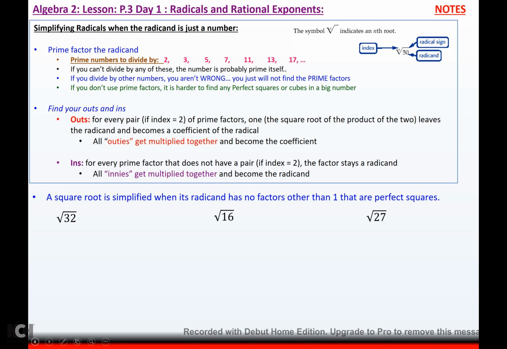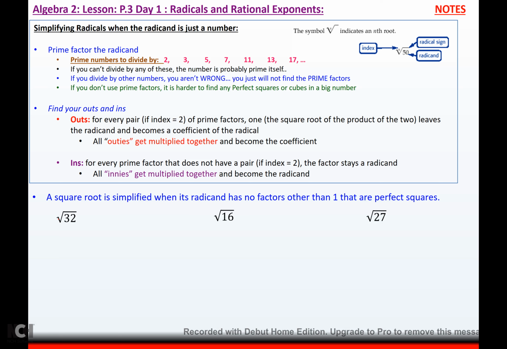What you're looking for is you're trying to see if there's any perfect squares in the number. I mean, the square root of 32, if you type that in a calculator, that's going to give you a decimal answer, which isn't wrong, but they are going to want you to put this in simplest radical form and not give the decimal equivalent.